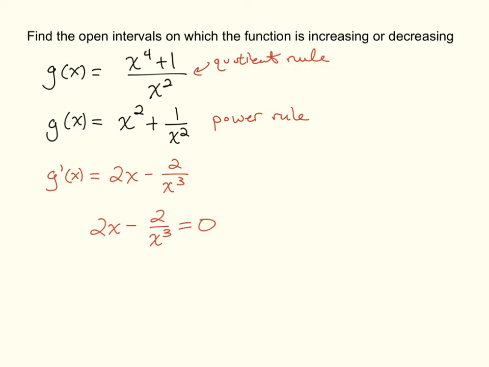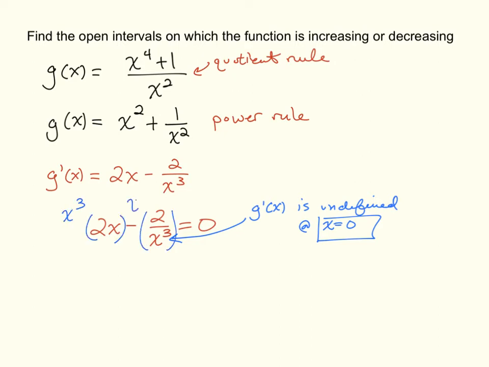And because there's an x in the denominator, x cannot equal 0, which means g prime of x is undefined at x equals 0. So we have a critical value already at x equals 0. And when we actually go through and solve this equation for x, maybe we will get some other critical values. So in order to solve this equation for x, we need to multiply everything by x cubed to get rid of the denominator.